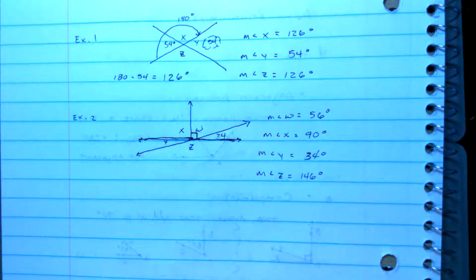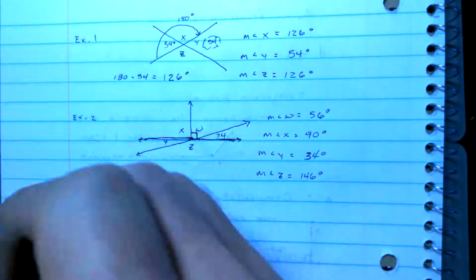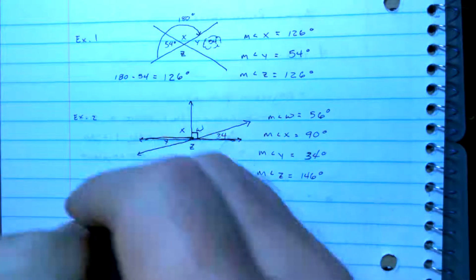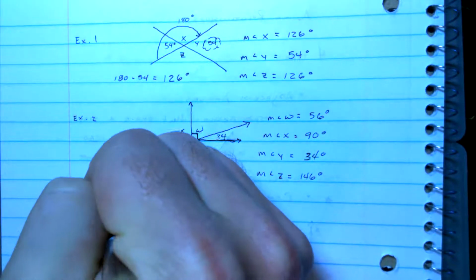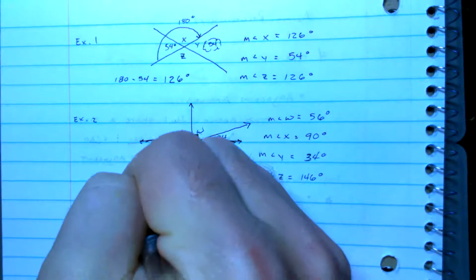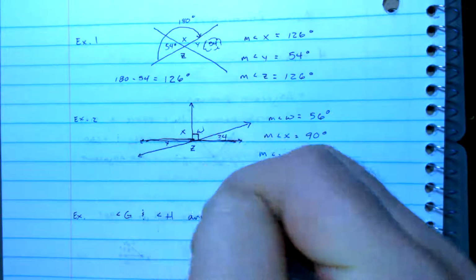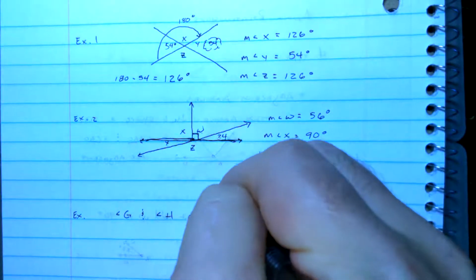And so we'll put in play one more problem here, one more example problem. All right, so angle G and angle H are supplementary.